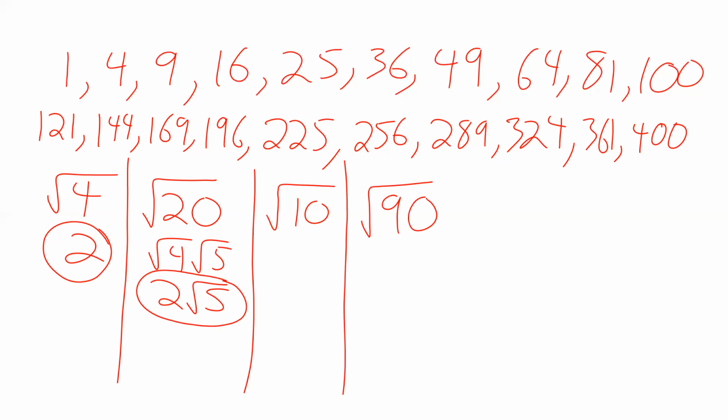All right, 9 is a perfect square. So that's square root of 9 and square root of 10. Square root of 9 gives us 3. We get 3 radical 10. And that would be our answer.